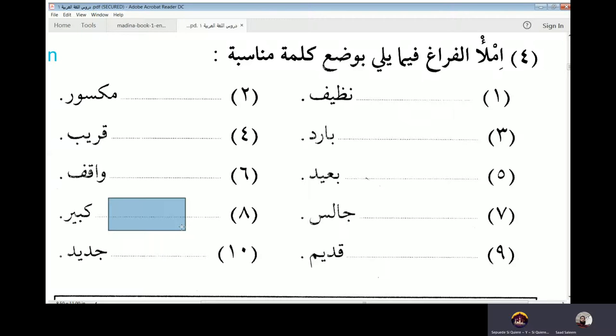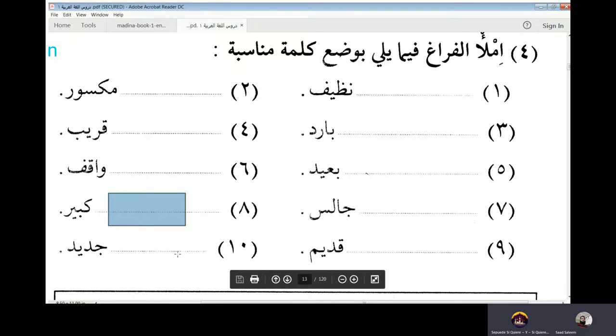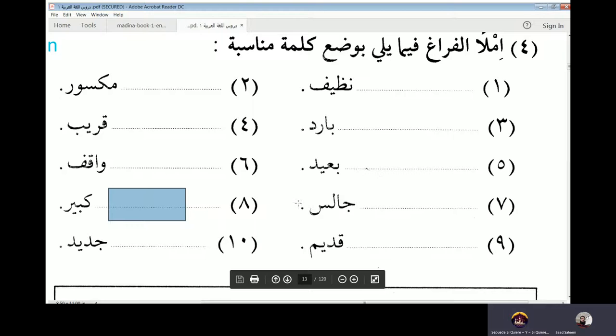Kabirun was big. Yes, big. Al-himaru kabirun. Al-hisan means horse, al-himar means the donkey. Himarun, yes. Al-himaru kabirun. The donkey is big.